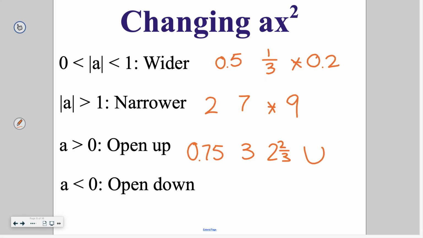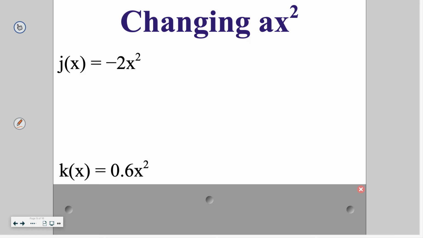And the open down would be anything less than 0. So -1/2, -6, -1 1/4. All of those are going to flip our parabola so it opens downward. So if we're looking at these equations, I've got j of x equals -2x squared. It wants us to identify what the changes are. So that negative tells me that I'm going to have a change and it's going to open down. The 2 is bigger than 1, so that's going to tell me it gets narrower.